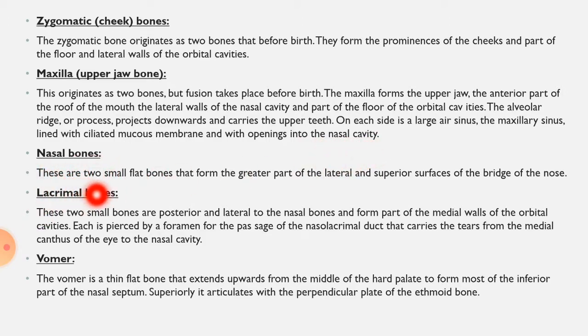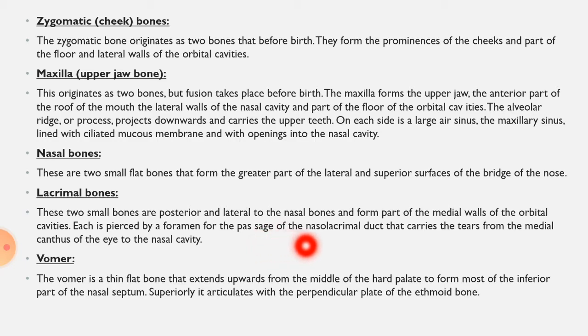Nasal bones, these are two small flat bones that form the great part of the lateral and the superior surfaces of the bridge of your nose. Lacrimal bones, these two small bones are posterior and lateral to the nasal bones, which we have already seen, and form part of the medial walls of the orbital cavities. These will form the medial walls of the orbital cavities, but they lie lateral to your nasal bones.